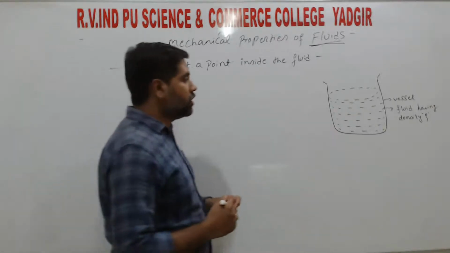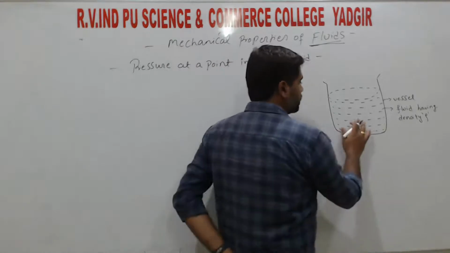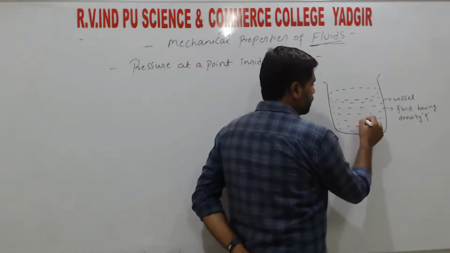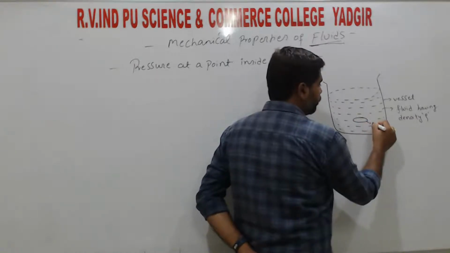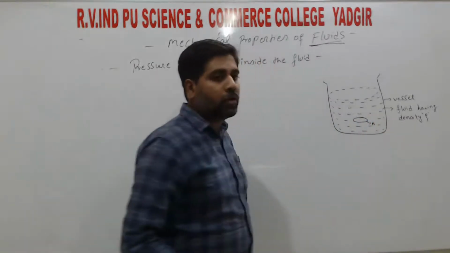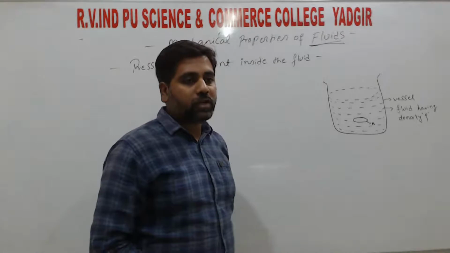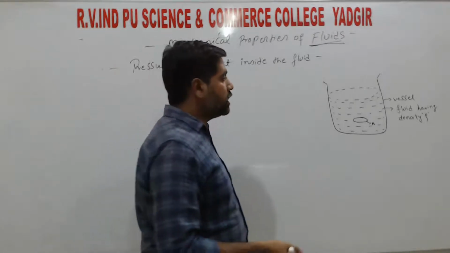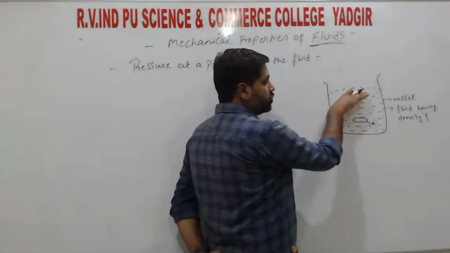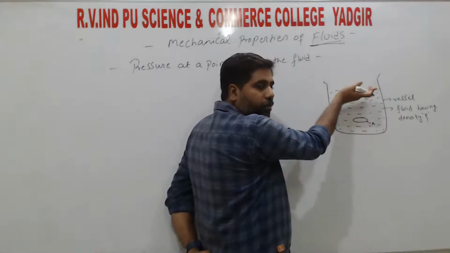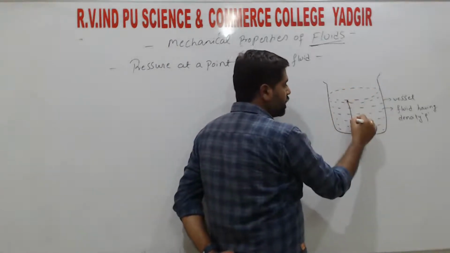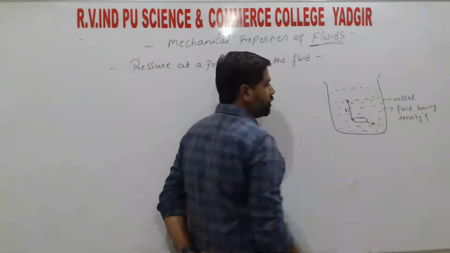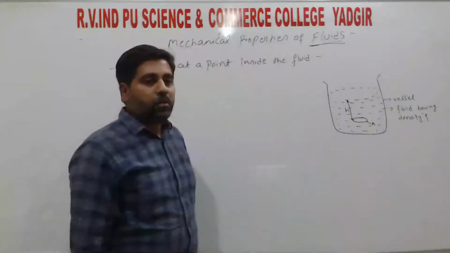So consider one area of cross section A. Inside the liquid we consider one area of cross section A. That area of cross section is at a depth h from the surface of the liquid. This is the surface of the liquid, and from the surface it is at a depth h.